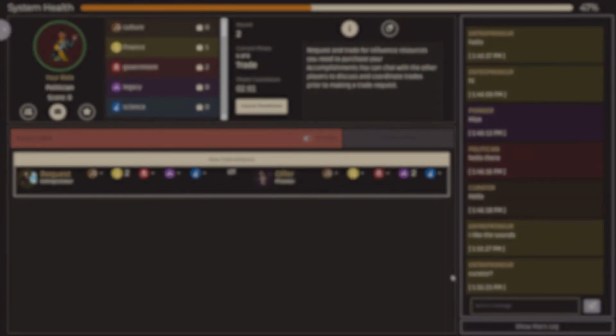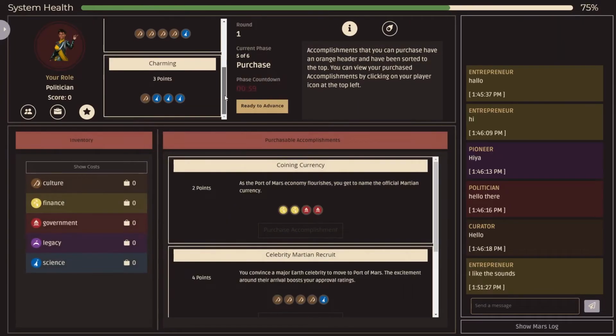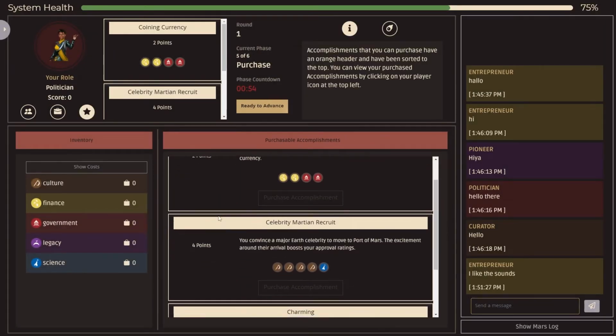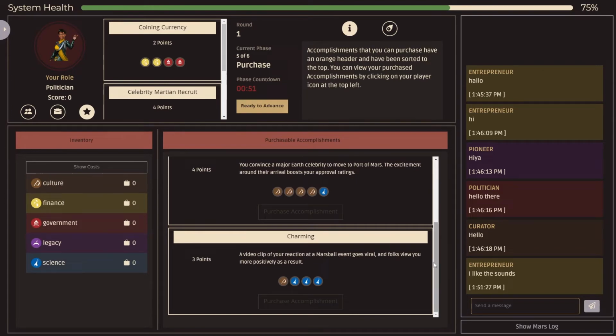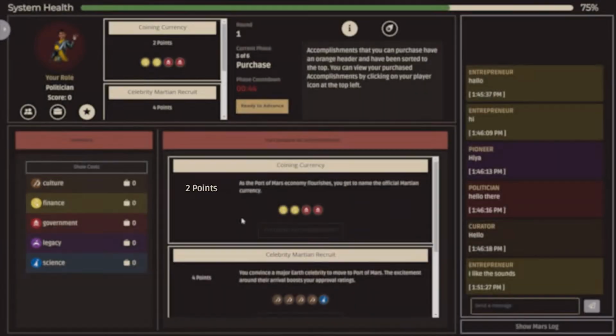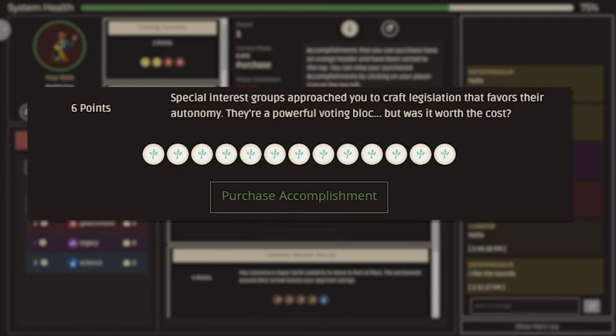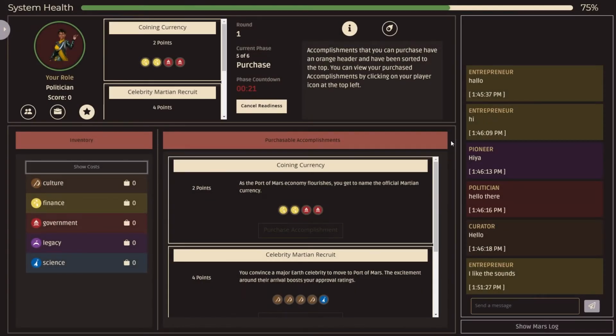Phase 5, Purchase. In this phase, you may purchase accomplishments. You will always have 3 of these available for purchase. Each accomplishment is worth a certain number of points and costs a certain number of types of influence. Some accomplishments don't cost influence. Instead, these accomplishments subtract a number of system health points. Once you've finished with your purchases, or if you aren't making any purchases, click Ready to Advance.